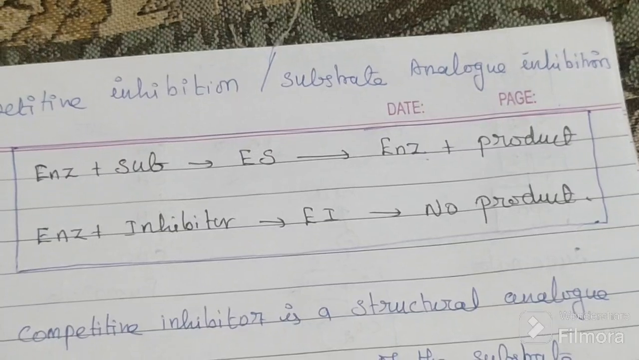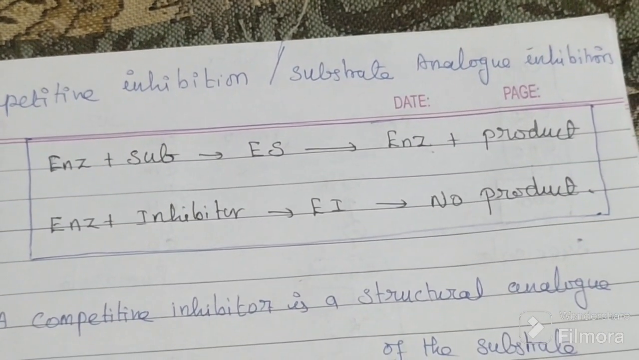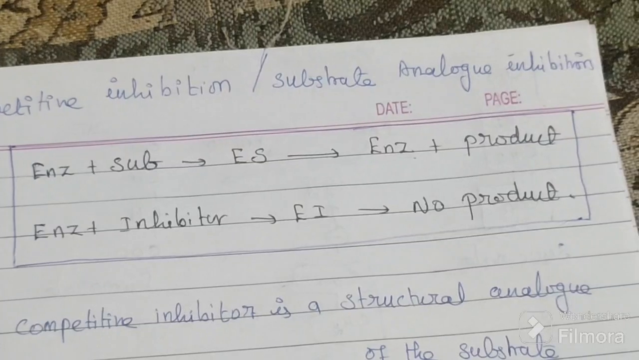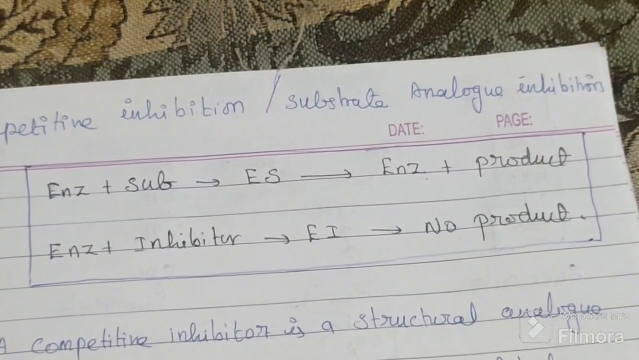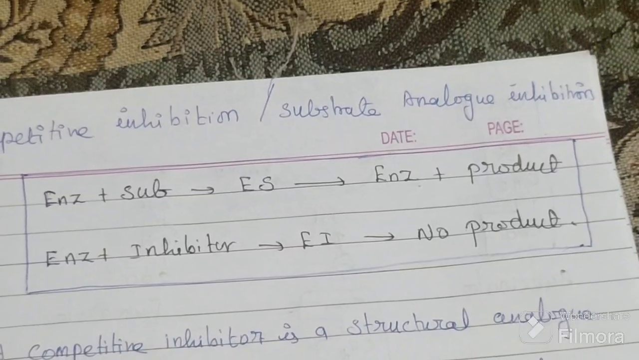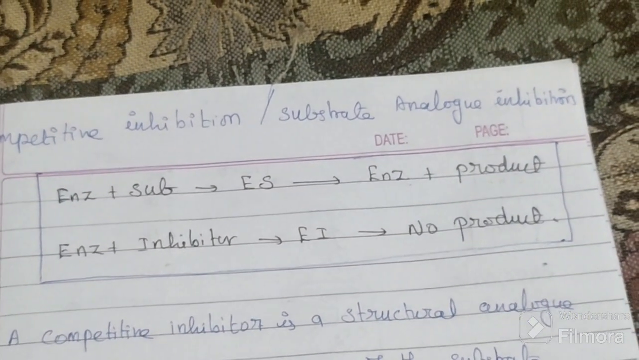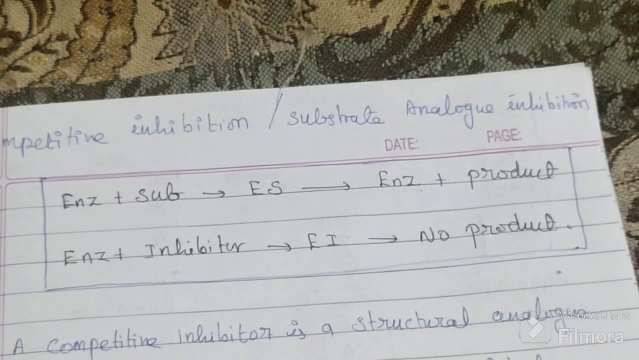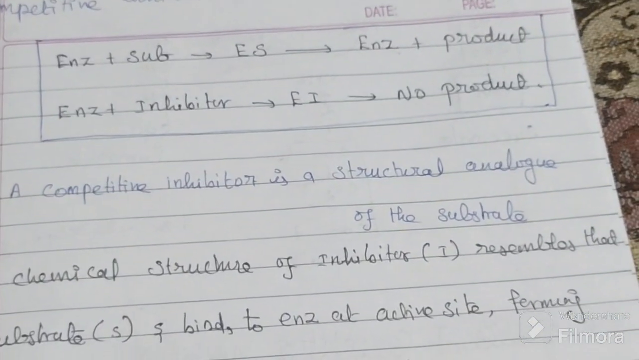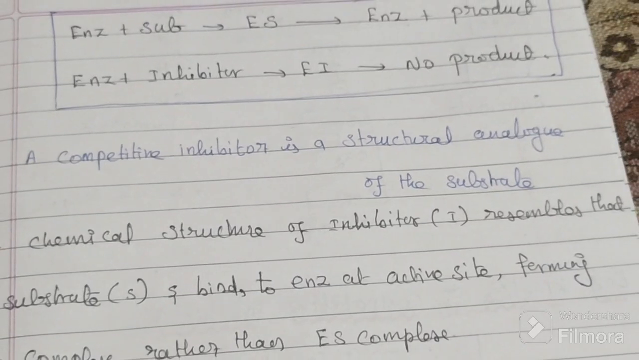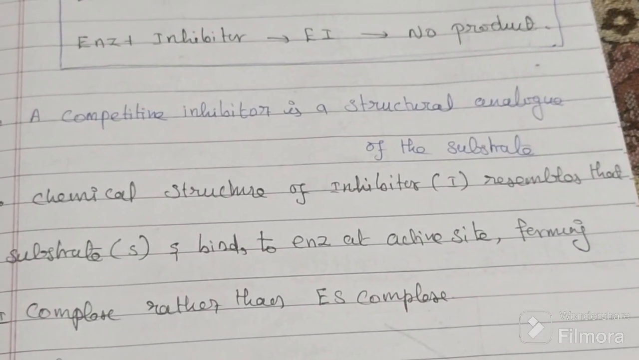Competitive inhibition, or substrate analog inhibition: here the inhibitor has a shape similar to the substrate. A competitive inhibitor is a structural analog of that substrate, and the chemical structure of that inhibitor resembles that of the substrate and binds the enzyme at the active site. So we are all aware that the substrate will go and bind to the active site of that enzyme.